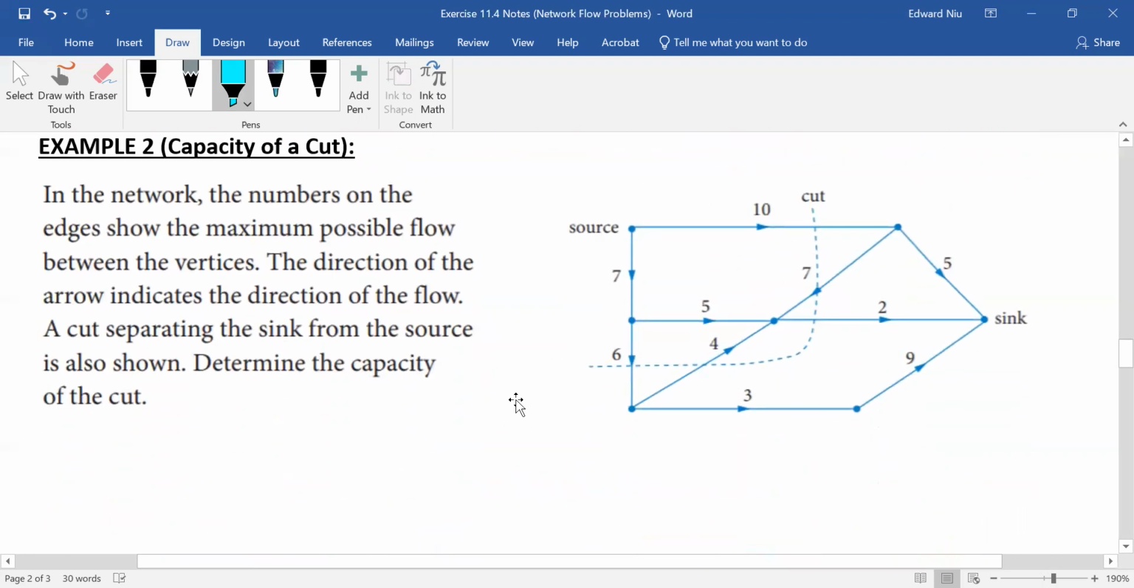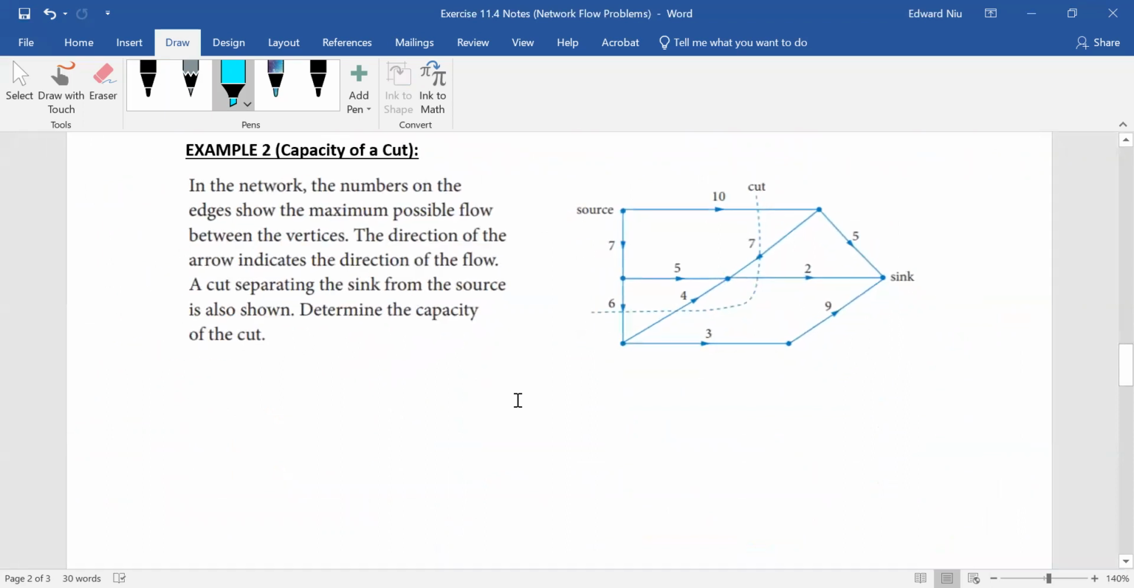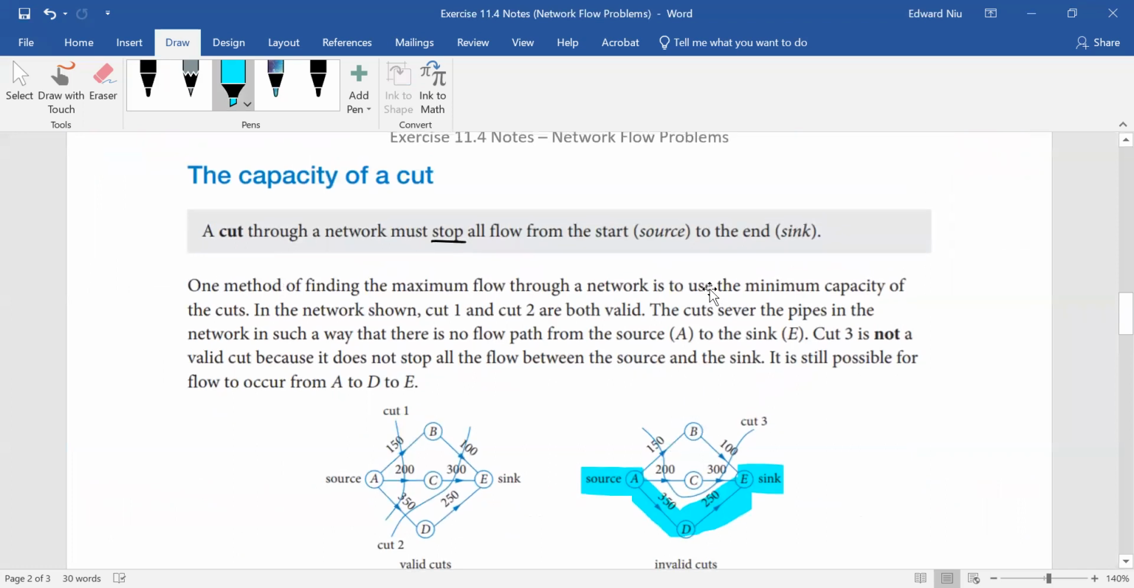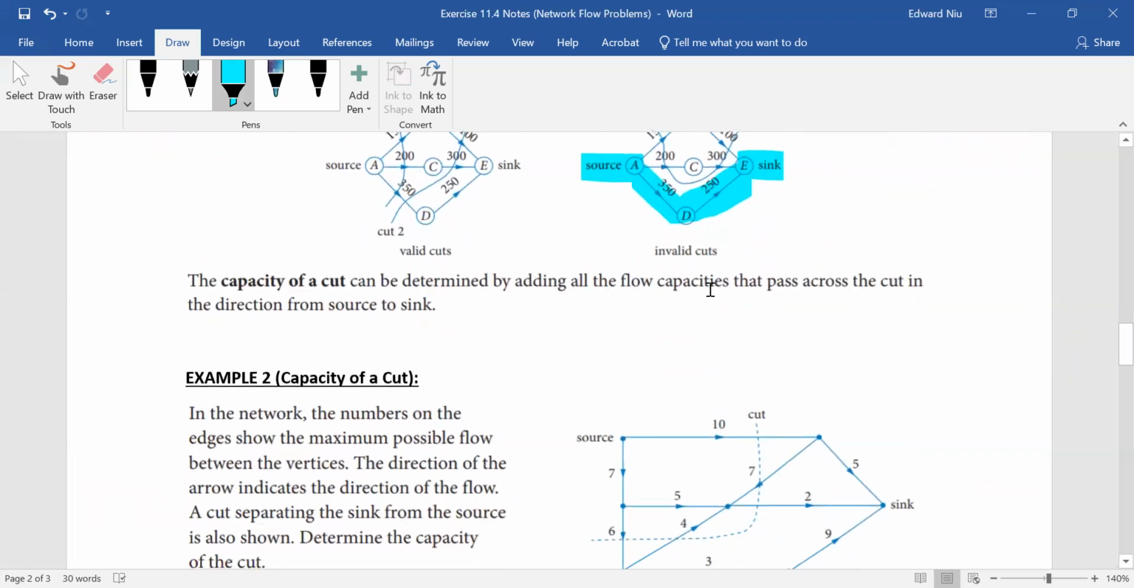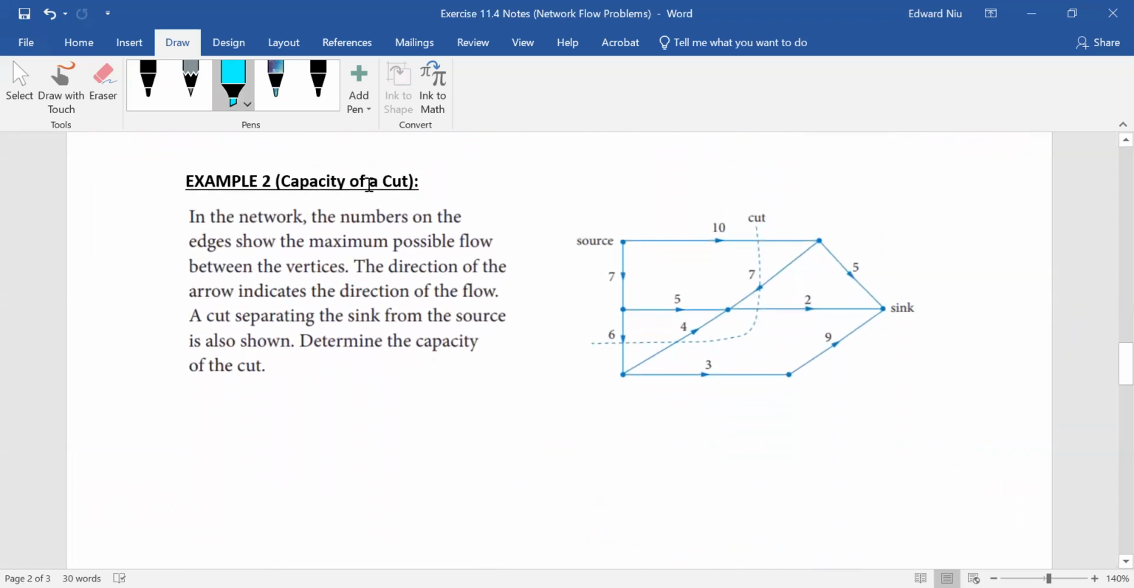Now, the capacity of the cut. What this is talking about is how many, are we talking about liters here? Kiloliters? Well, just imagine we're talking about liters. Capacity of the cut just talks about how many liters of water we are stopping with the cut. Okay, so what we have here is a network. We've got our source. So this is where it starts. Just make note. And this is where it finishes.